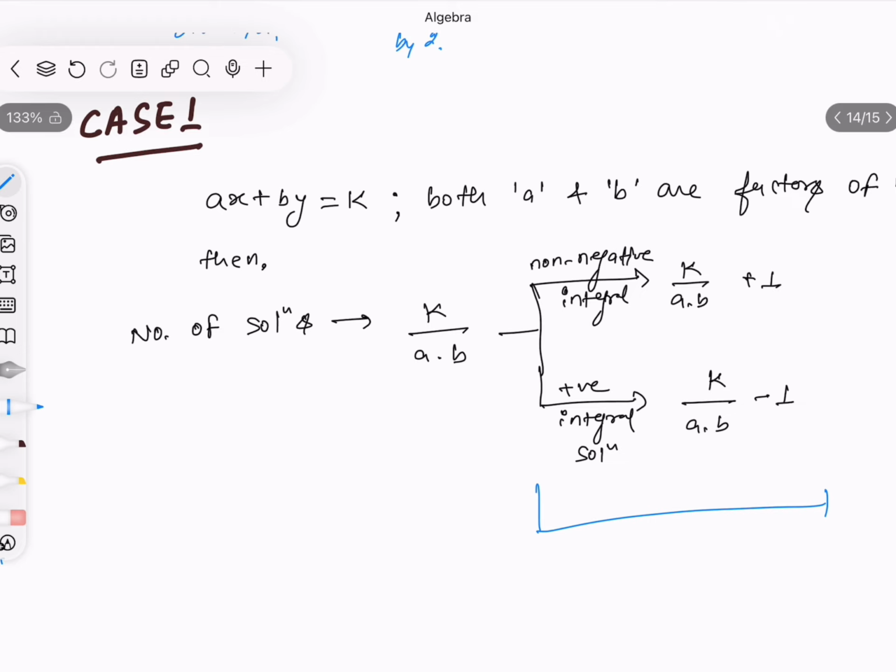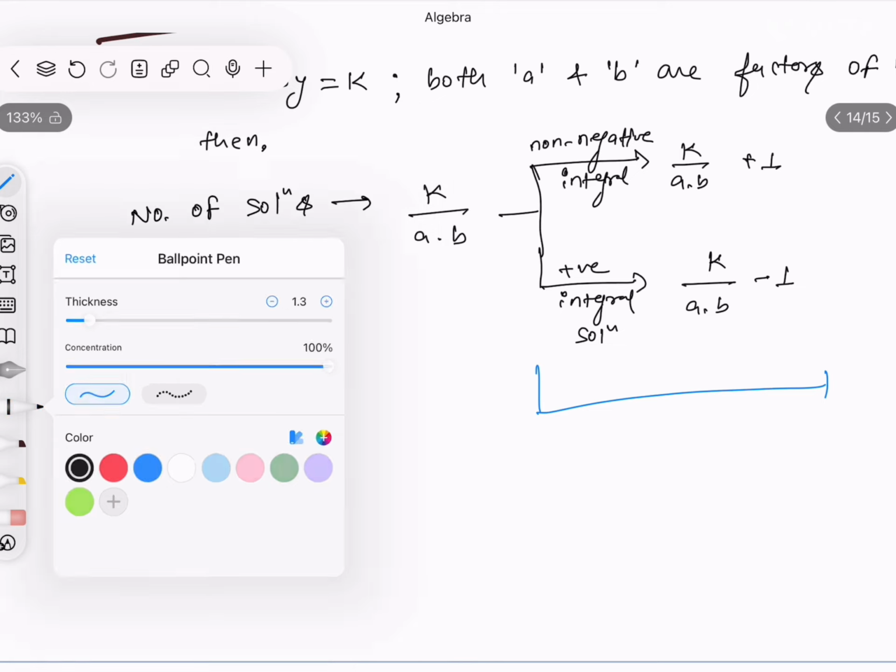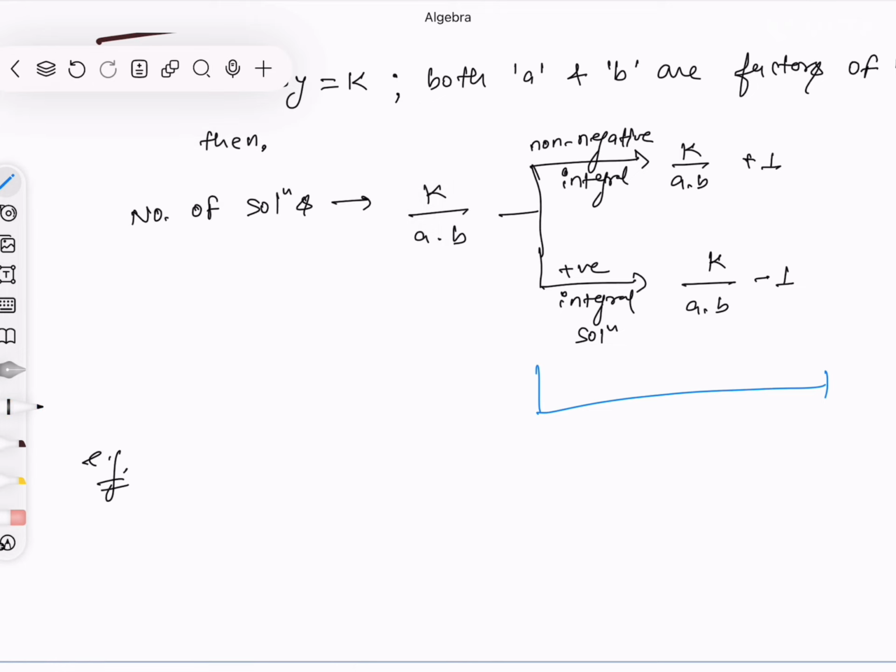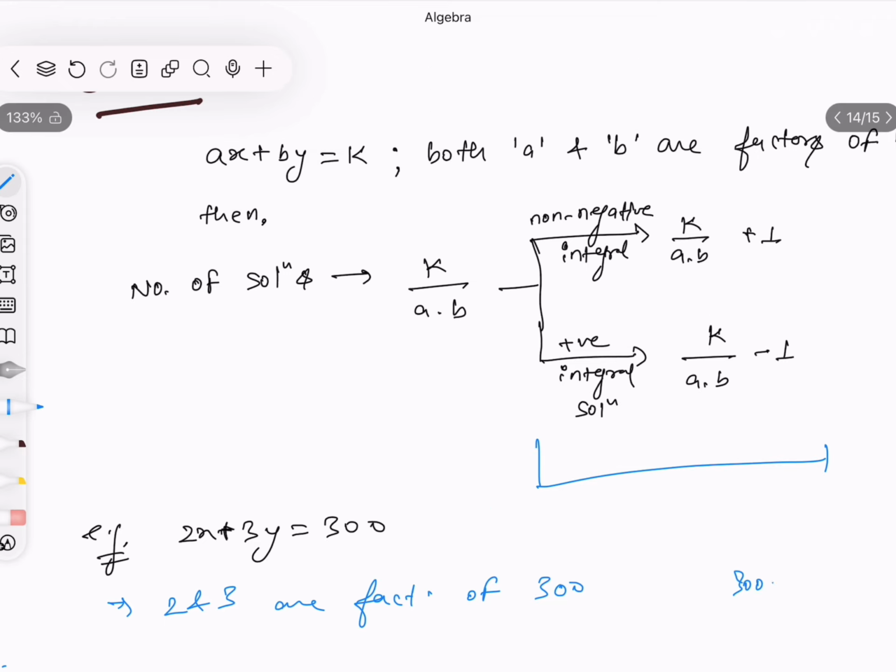Let's see one example or one question. Let's say you have 2x plus 3y equals 300. You're given this. Try to solve it. As we can see, 2 and 3 are factors of 300, and that is what we were looking at. If you look at factors of 300, it has 1, 2, 3, and so on and so forth. So you can have a look at that.